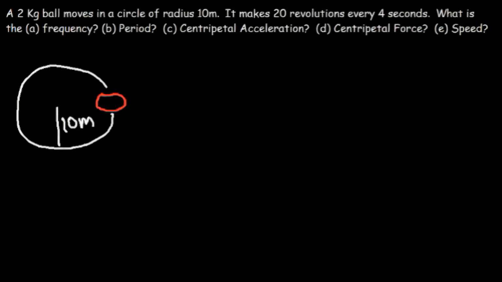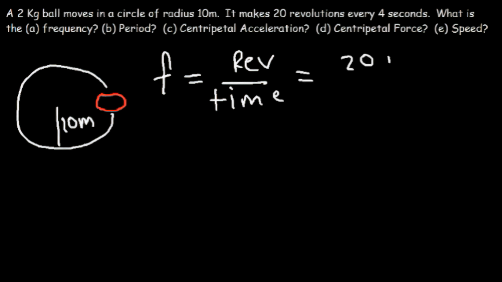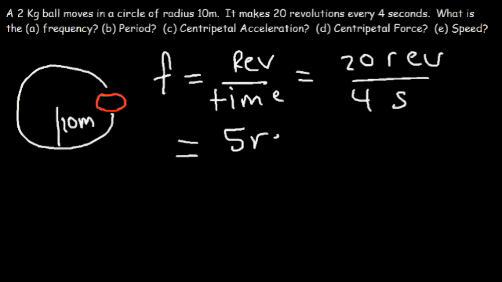So let's find the frequency first. So the frequency is the number of revolutions divided by the time. It's the revolutions per 1 second. So there's 20 revolutions in 4 seconds. If we divide it, we'll get 5 revolutions per 1 second. So that's the frequency. That's how many cycles per second is occurring. So the ball moves 5 times around a circle in 1 second.